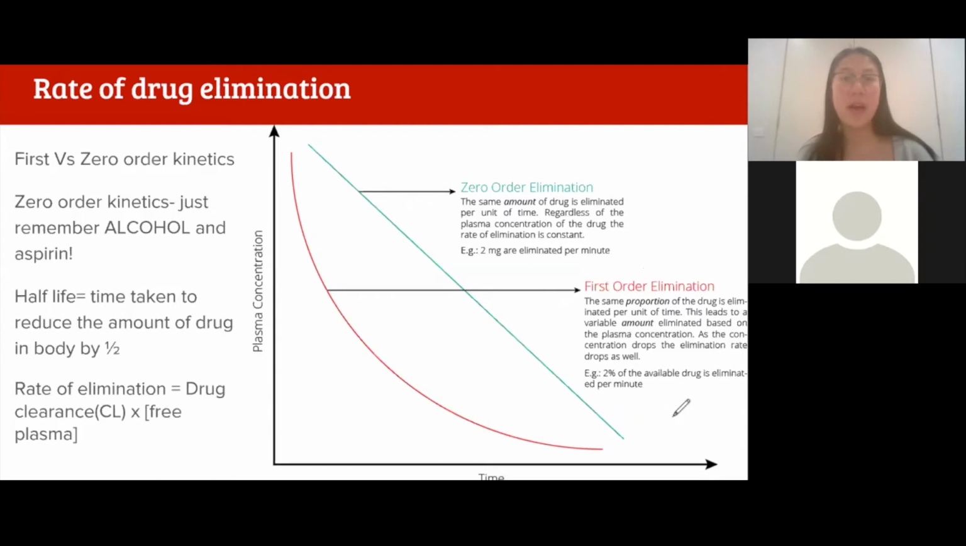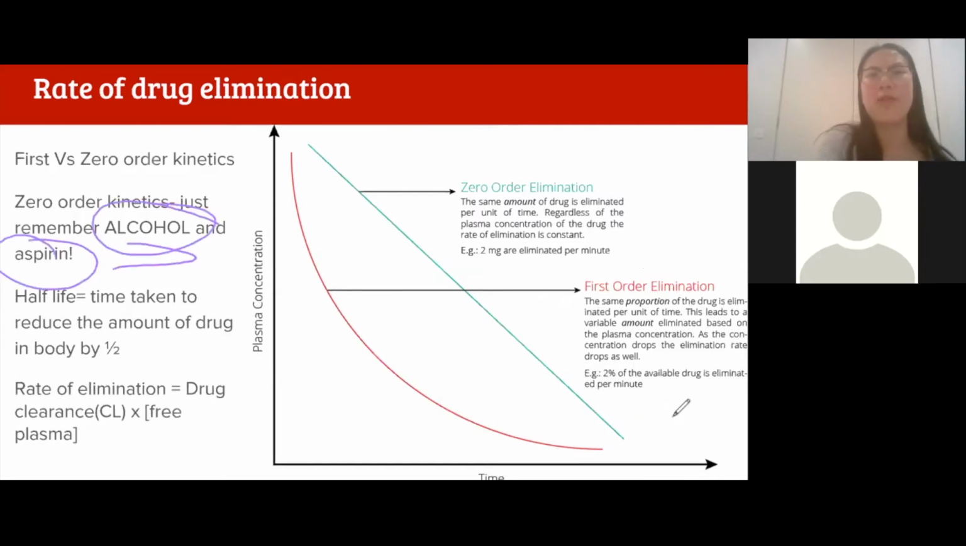Now, second of all, you've actually got drugs which have a zero order elimination, which means that the rate of elimination is constant. The same amount of drug is eliminated per unit of time. Doesn't matter what the plasma concentration is, it's only going to remove that much at a time. And the main thing I want you to remember here, two things. Alcohol and aspirin, mainly alcohol. This is very examy, very buzzwordy. Alcohol is a common drug which has zero order kinetics. It doesn't matter what the plasma concentration of alcohol is, you're only going to eliminate it at that same linear rate. It doesn't increase, doesn't slow down.